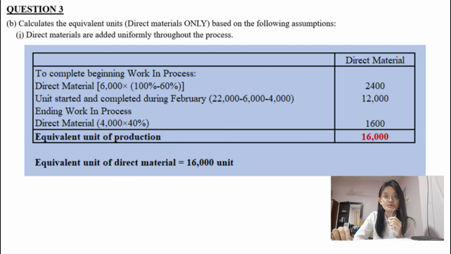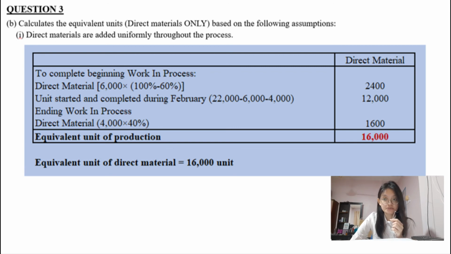And the second, units started and completed during February. Same as the explanation for the previous answer, we just use the total units of about 22,000 minus the beginning work in process units of 6,000 and minus the ending work in process units of about 4,000, and it will be equal to 12,000 for the direct material. And the third one is the ending work in process.